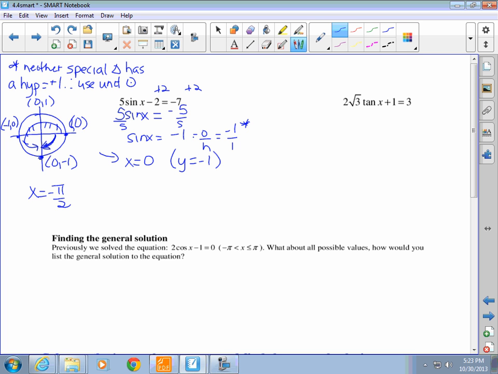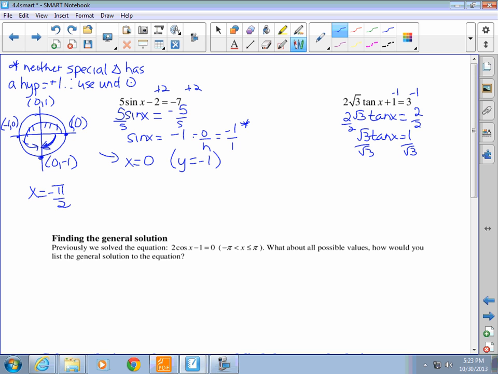Okay, next one. 2 square root 3 tan x plus 1 is equal to 3. So I start the same thing, subtract 1: 2 square root 3 tan x is equal to 2, divide by 2, square root 3 tan x is equal to 1, divide by square root 3.